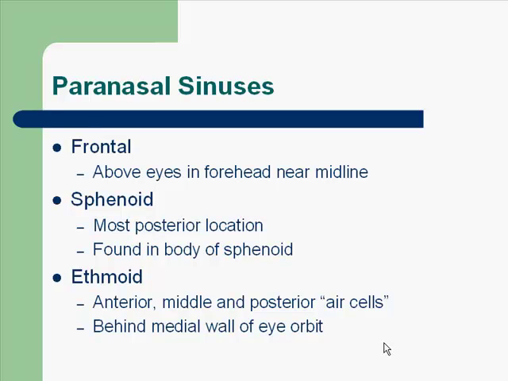So again, if you're looking at the paranasal sinuses, the frontal sinus is above the eyes, in the forehead near the midline, and you can palpate that. Sphenoid would be the most posterior. Ethmoid is behind the medial wall of the eye orbit. The sphenoid and ethmoid you cannot palpate during an extraoral exam.